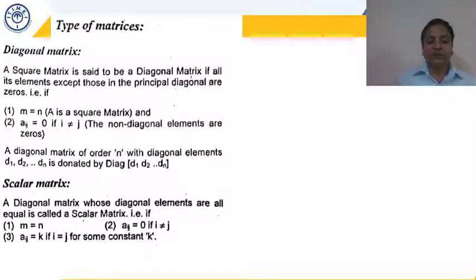Third, Aij is equal to a constant value k if i is equal to j. That means all the diagonal elements are the same and equal to some constant k. Now this constant can assume any value but it has to be the same across. So then we say it's a scalar matrix. A scalar matrix is a diagonal matrix with all the elements in the diagonal the same constant.